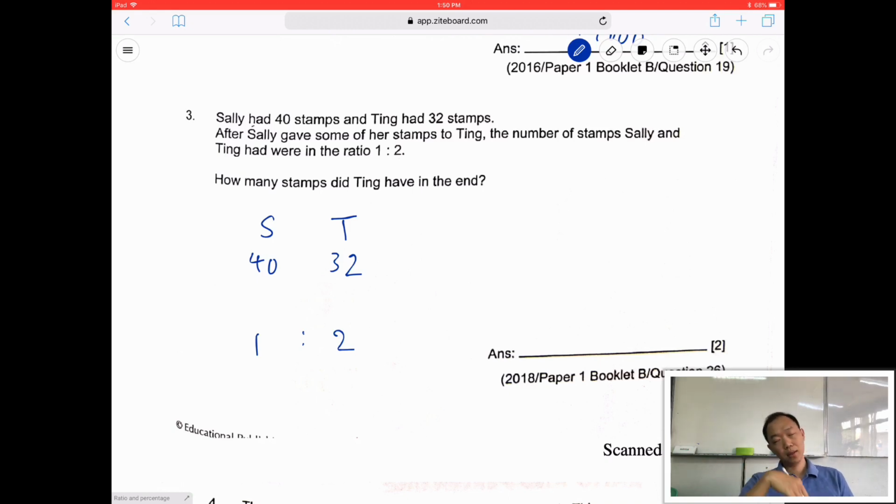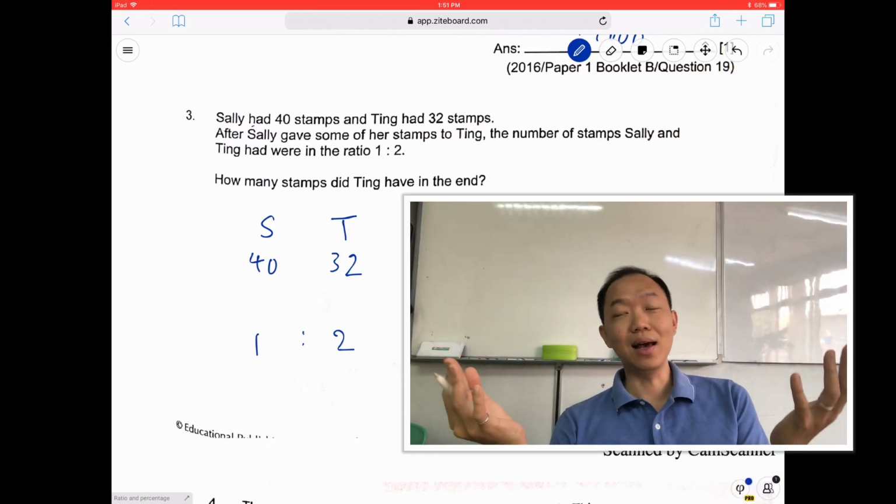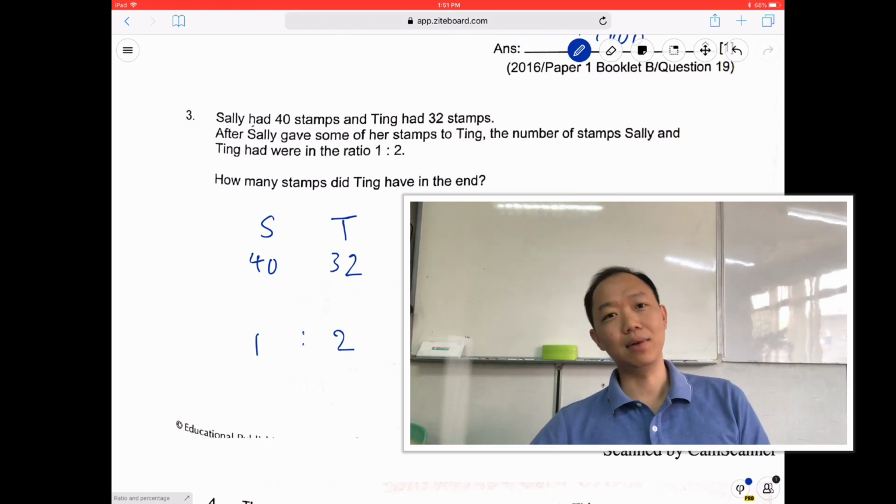Sorry, the weather is too hot and the brain is going wrong. It's not difference and change, it's total unchanged. What do I mean by total unchanged? Because Sally gave to Ting, it's like the right hand giving to the left hand. Okay, better drink some tea. Very hot.